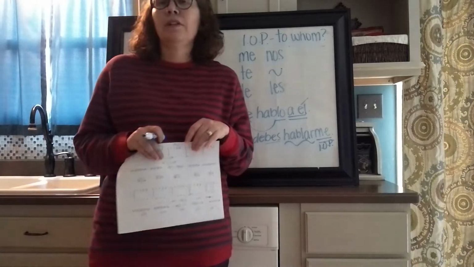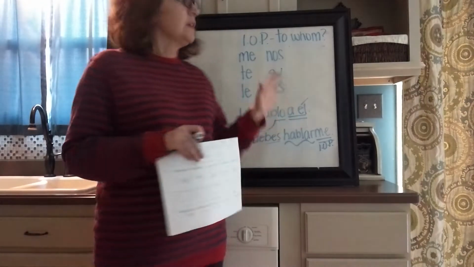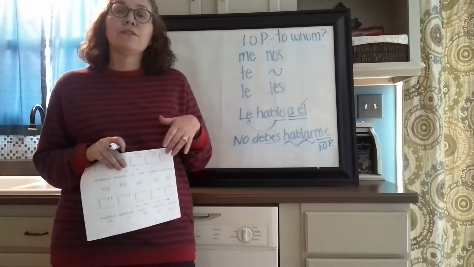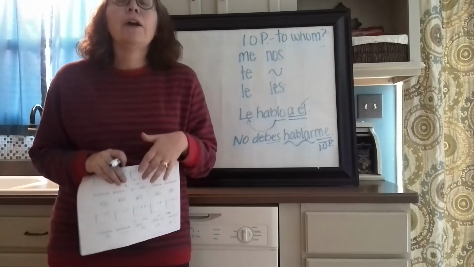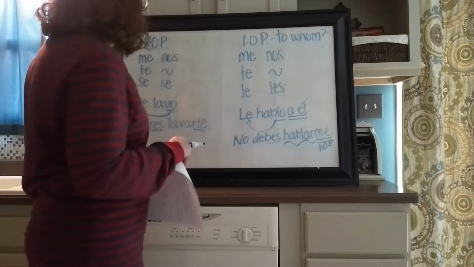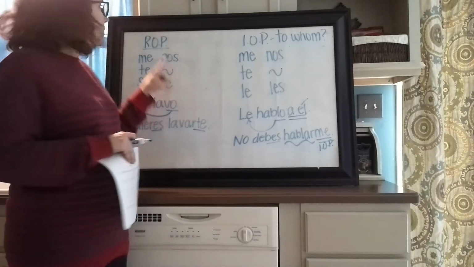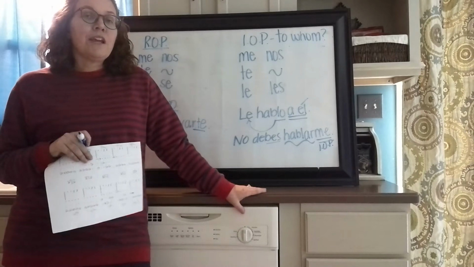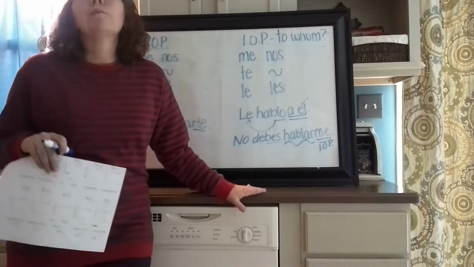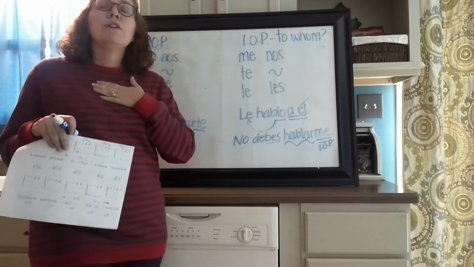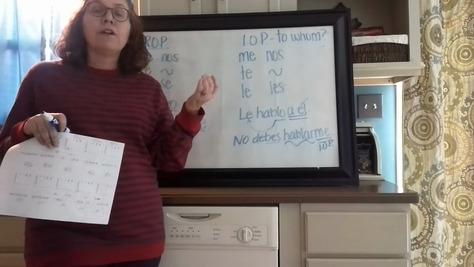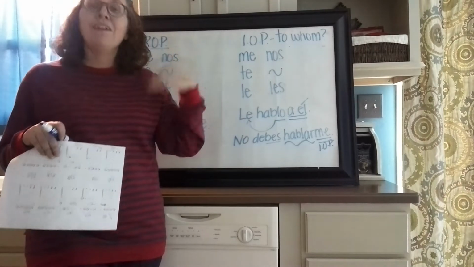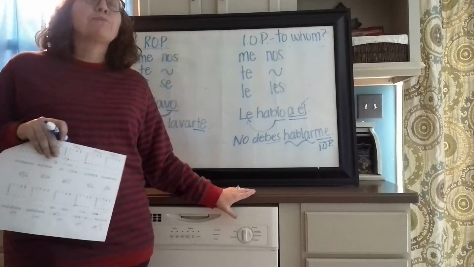So before we get started on direct objects and direct object pronouns, I went ahead and wrote up a few things that we need to know. We're going to recap our object pronouns that we have learned so far, starting with reflexive object pronouns. Remember, reflexive object pronouns, or ROPs, are the object pronouns that imply that a verb is being done to oneself. So to wash one's hair is lavarse.